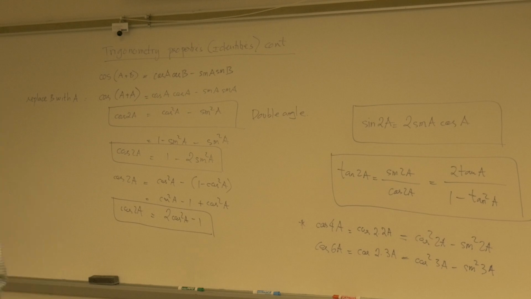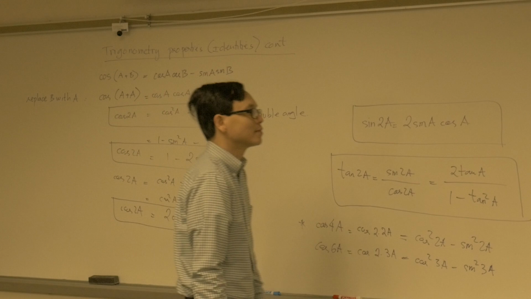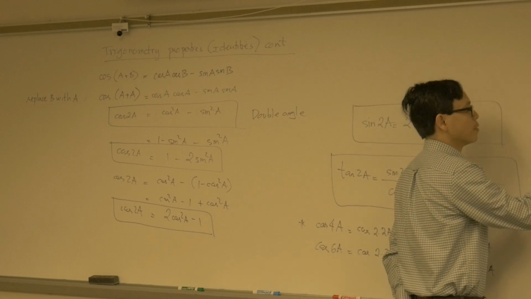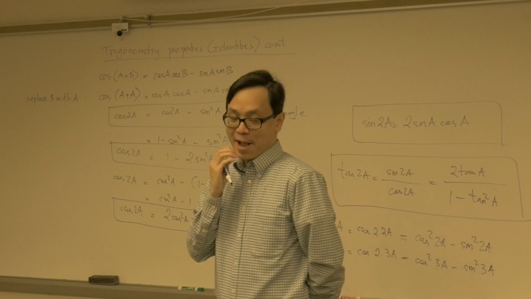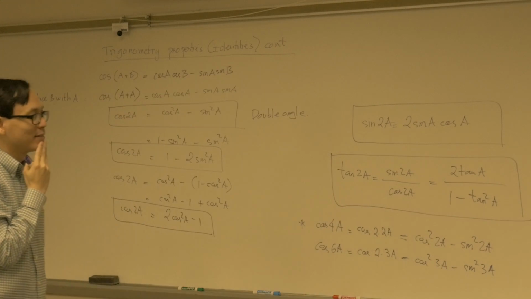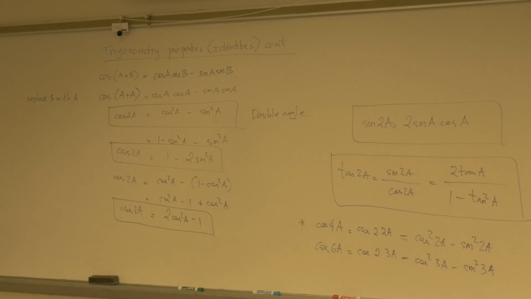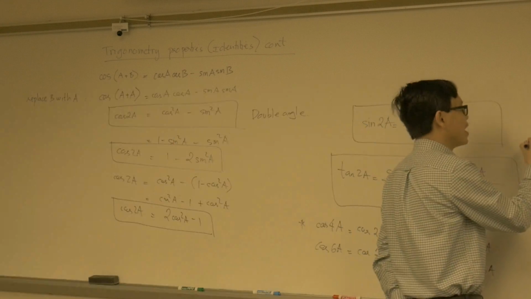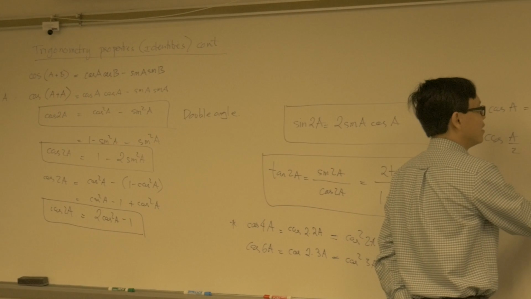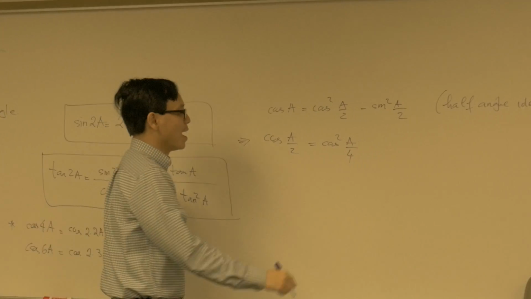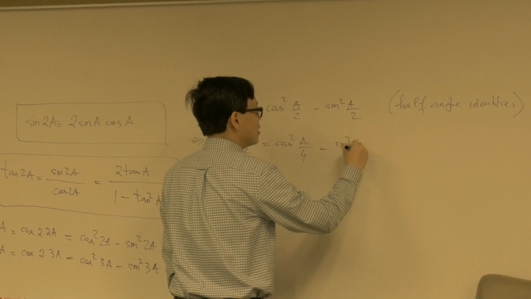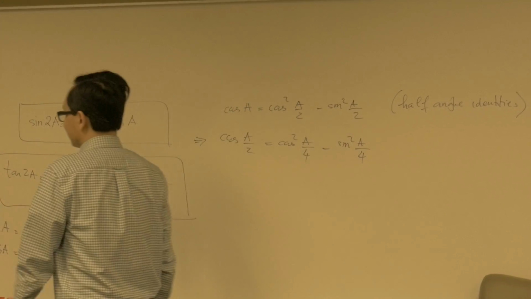How about if I just keep decreasing by another factor of 2? What if I want to do cosine of a over 2? So what do you think? What do they give you? A over 4! So they give you cosine square a over 4 minus sine square a over 4.